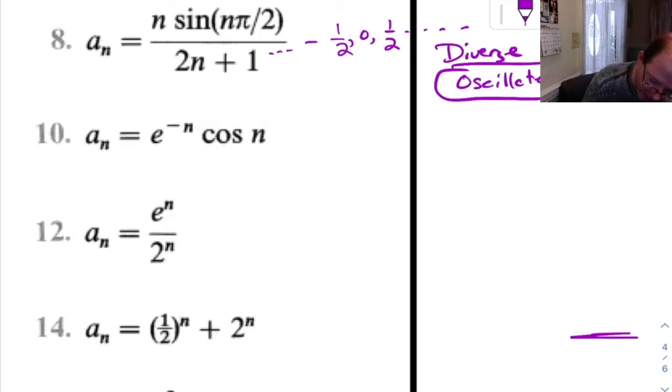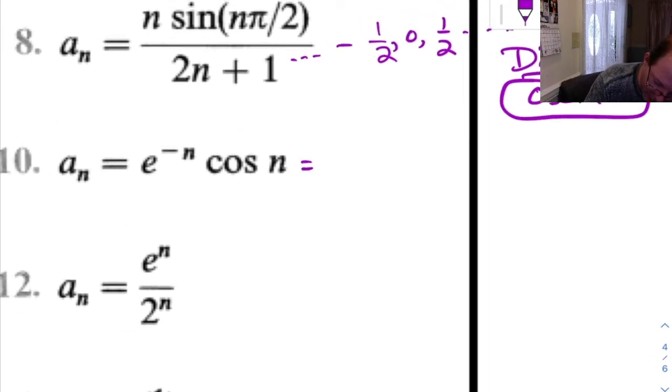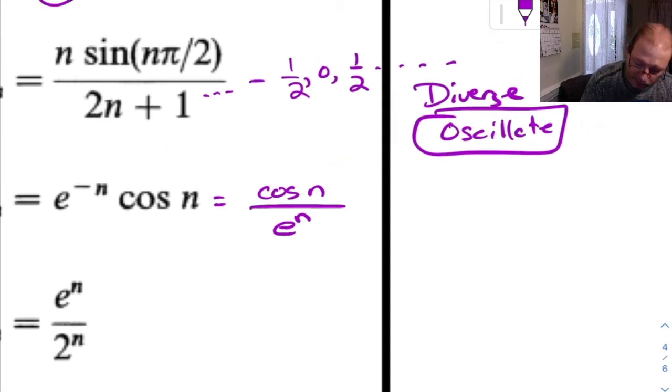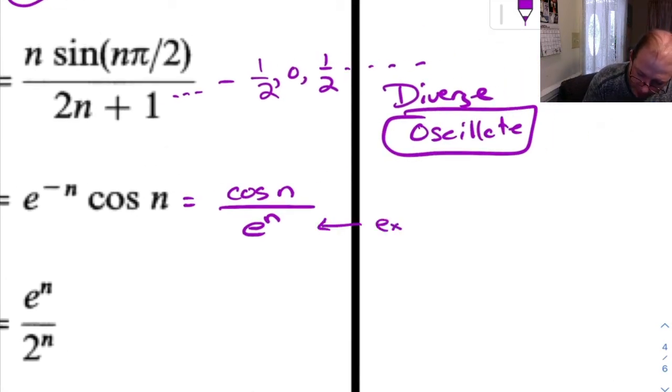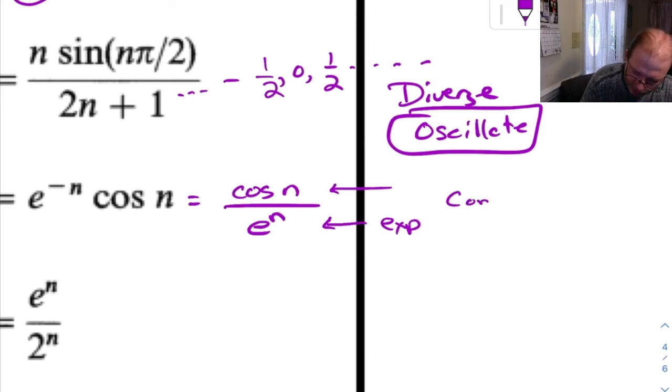All right, e to the -n over cosine n. Let's take this guy, let's rewrite it as cosine n over e to the n. So what we've got here is an exponential on bottom. On top, we've got cosine, and we don't have trig functions over there in the chart, but if you think about what cosine is going to do, it's always going to be between -1 and 1. So the top is going to be stuck between -1 and 1, and the bottom is going to grow huge. So what's going to happen to the fraction? It's going to converge to 0.